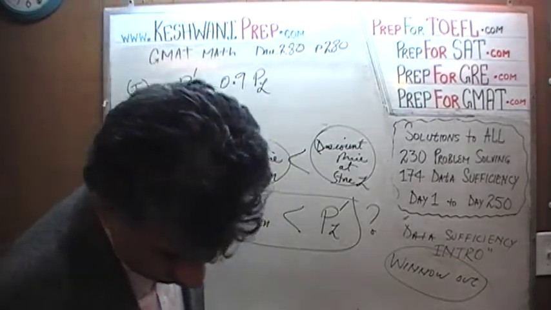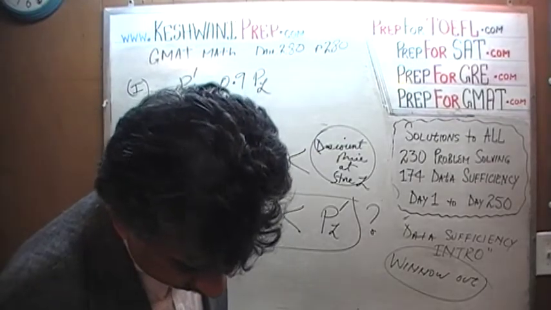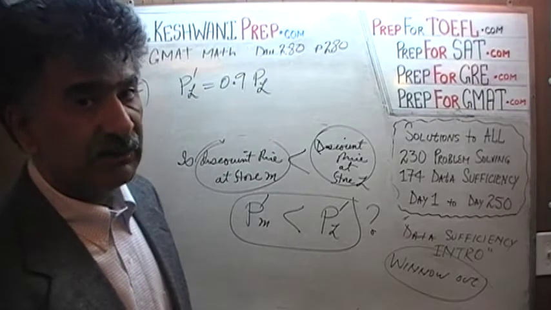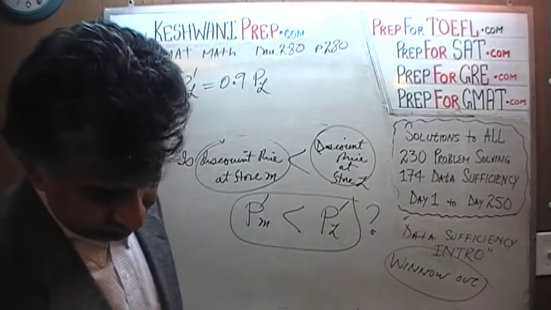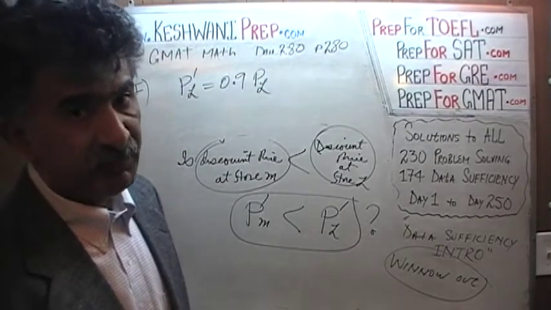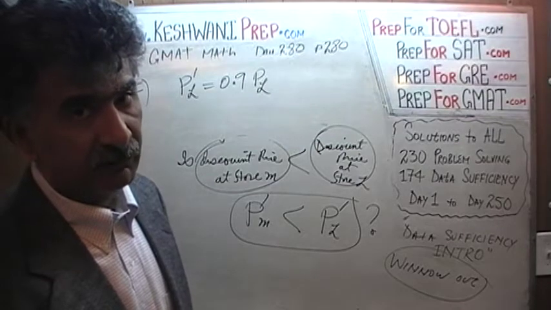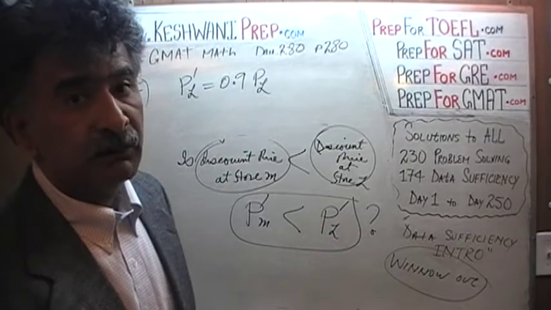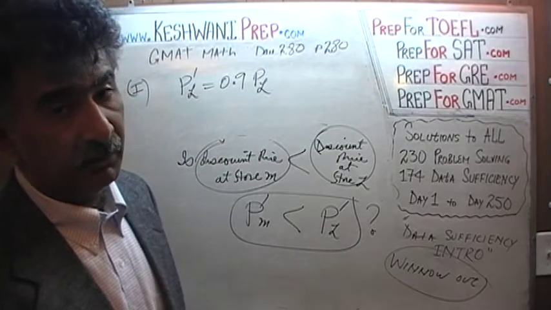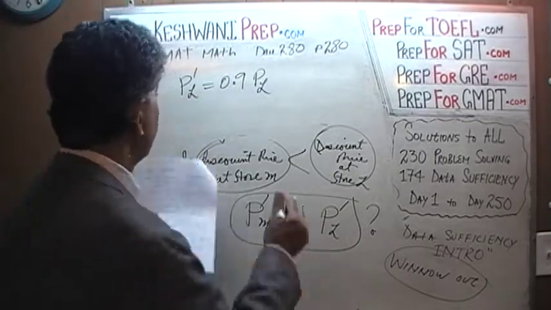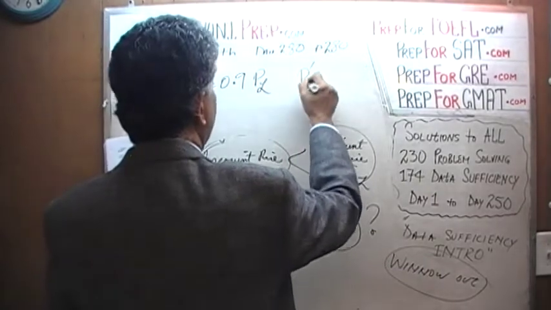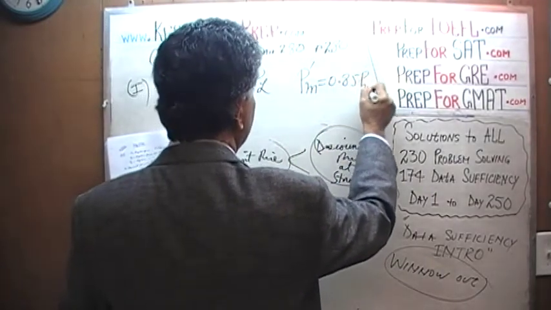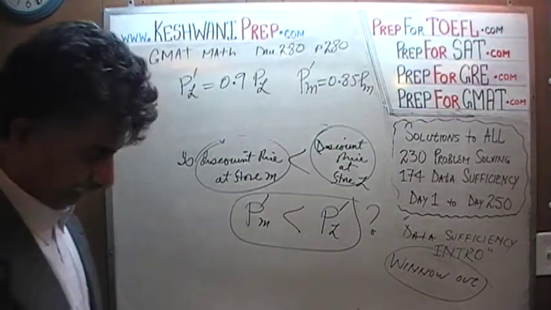They also go on to tell us that at store M, the discount price is 15% less than the regular price. Well, if it is 15% less than the regular price at store M, then the discount price must have been 85% of the regular price. Let's put that here. P prime M is equal to 0.85 times P M.